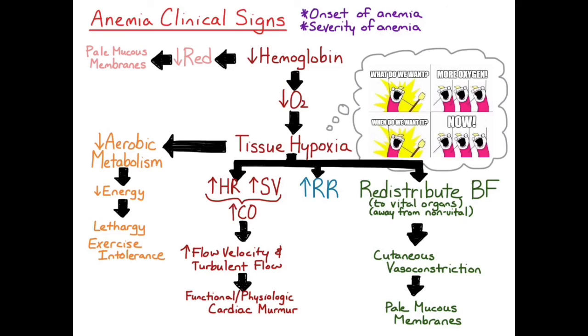The most specific thing that we look for to identify anemia in the patient on physical exam is pale mucous membranes, because a lot of these other clinical signs can be seen with many other diseases.